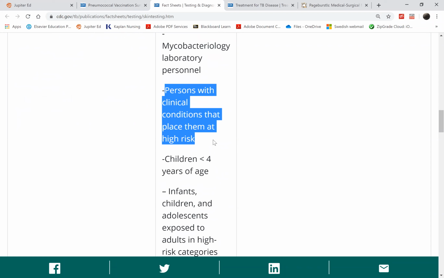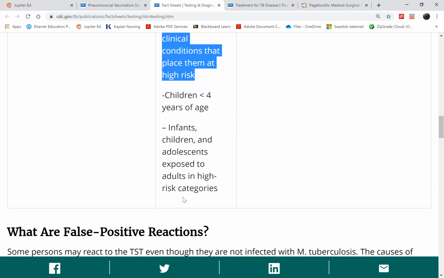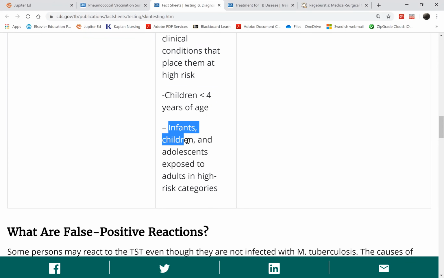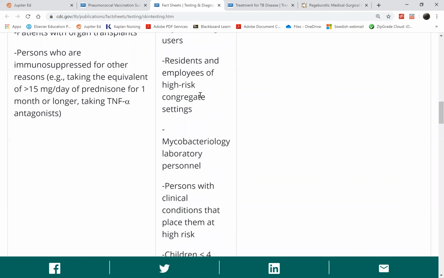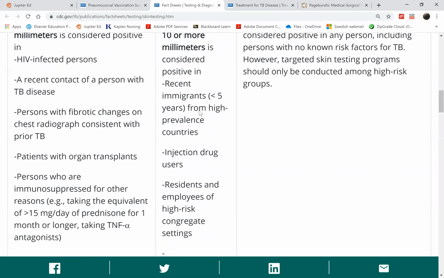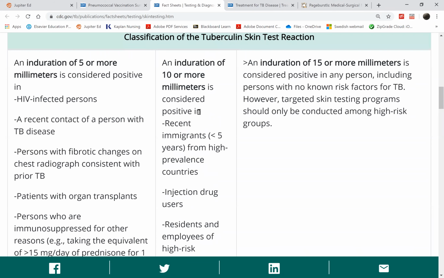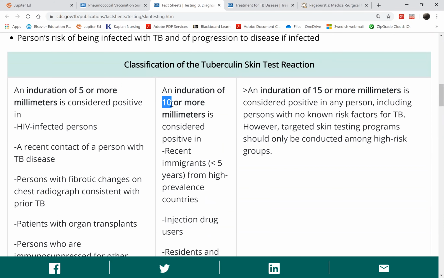Persons with clinical conditions that put them at risk, this would be sickle cell patients. I remember what we had in pneumonia earlier. The same people who have certain conditions like cancer, for instance, and then children less than 4 years of age, and family, including children whose family members are working in those high-risk congregate settings. So for them, it's already considered positive if they have an induration of 10 or more.